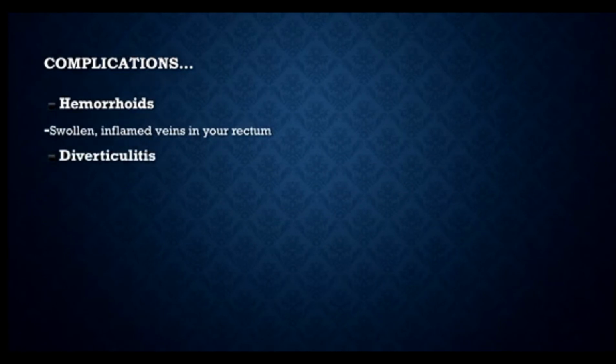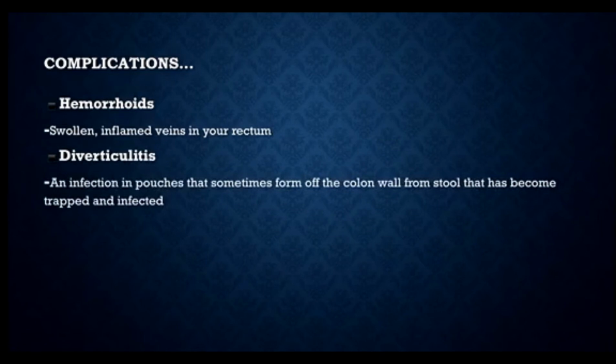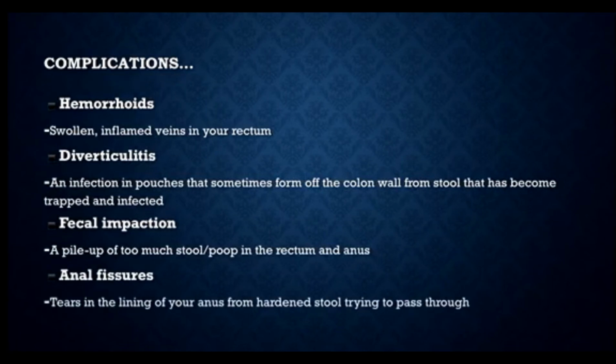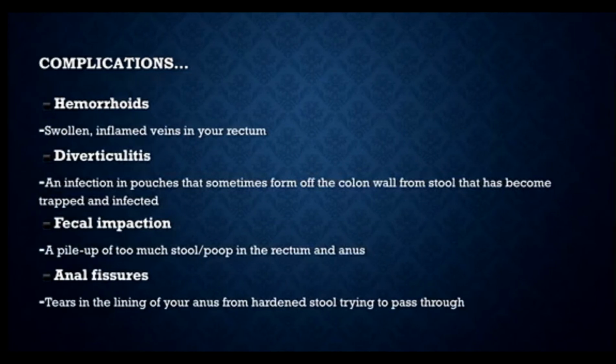Complications. First is hemorrhoids. It is swollen, inflamed veins in your rectum. Diverticulitis, an infection in pouches that sometimes form off the colon wall from stool that has become trapped and infected. Fecal impaction. It is a pile up of too much stool in the rectum and anus. Anal fissures. It is tears in the lining of your anus from hardened stool trying to pass through.